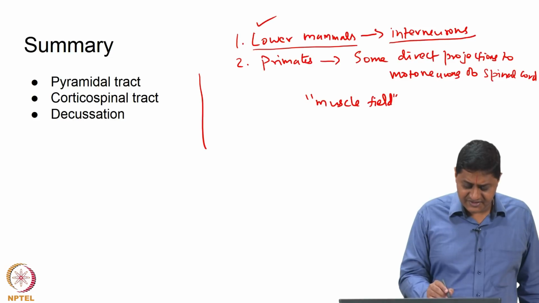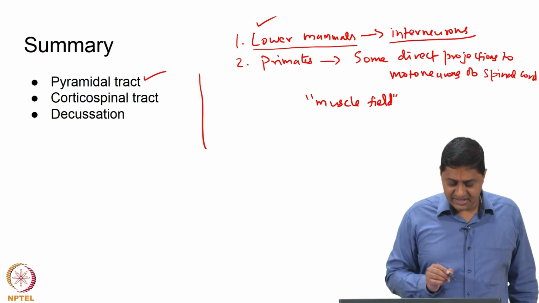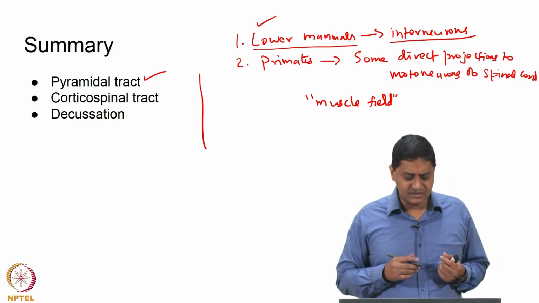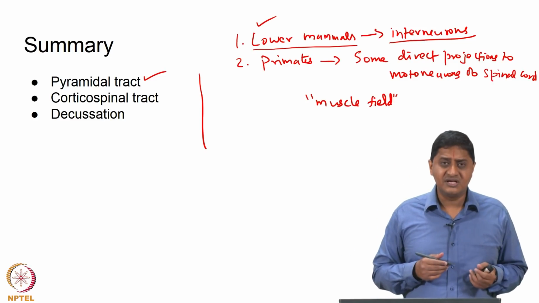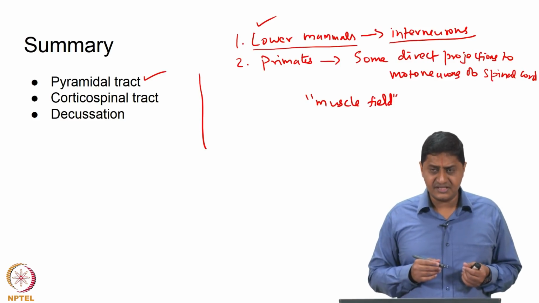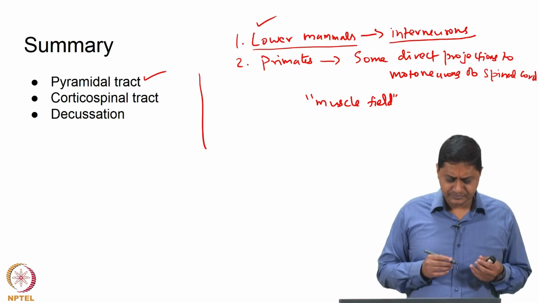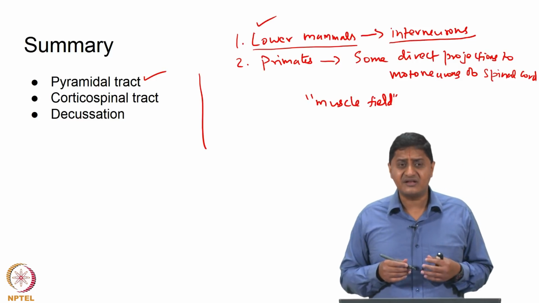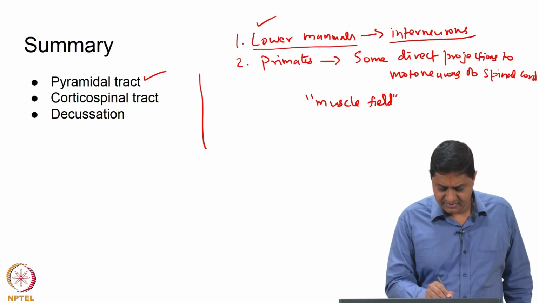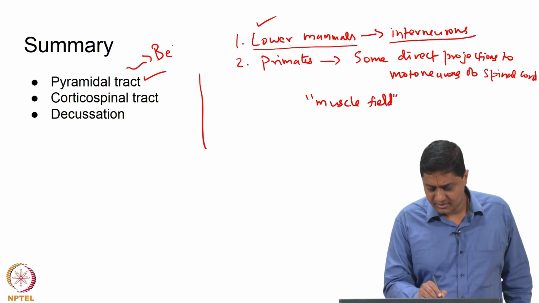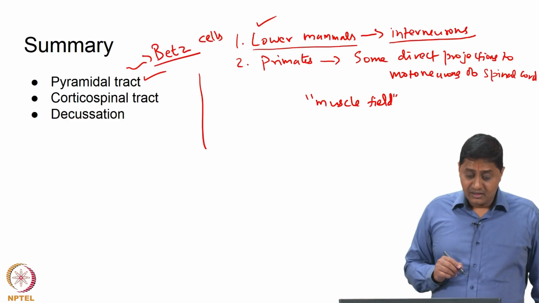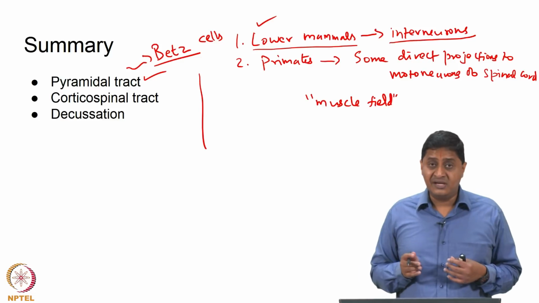So, in summary, what we have seen is the pyramidal tract. This pyramidal tract is mainly composed of the pyramidal neurons from the cortex, originating from multiple areas in the motor and the parietal areas. Also, these have the largest neurons within the cortex. These neurons are called Betz cells. Okay. And then the corticospinal tract.